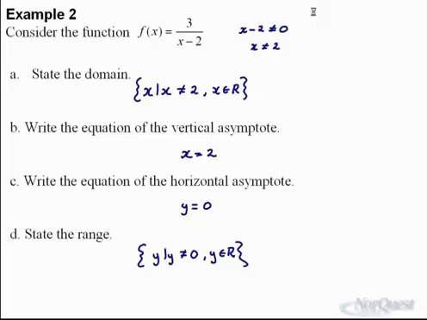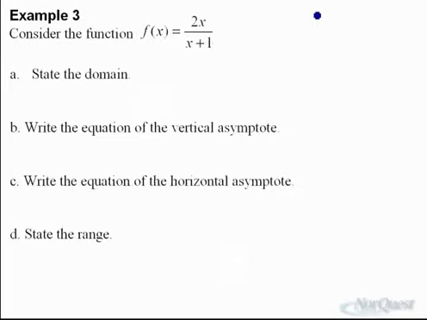So example 3, now what we're going to do is look at a slightly different function. It's going to be 2x over x plus 1. But again, start with the denominator. X plus 1 cannot be 0, meaning x cannot be equal to negative 1. There's our domain. X such that x cannot be equal to negative 1, x is an element of the real numbers. The vertical asymptote will be that restriction.